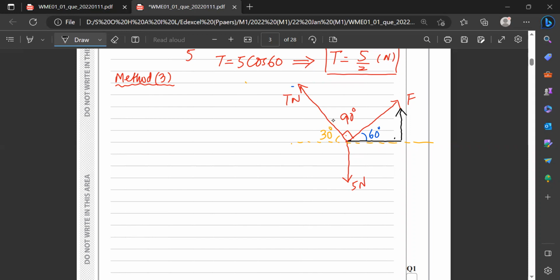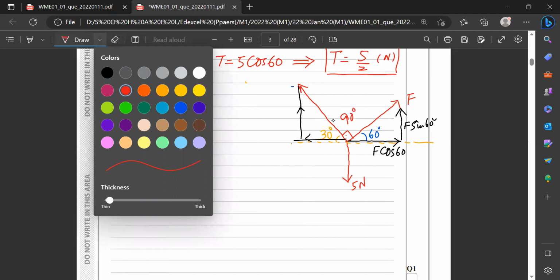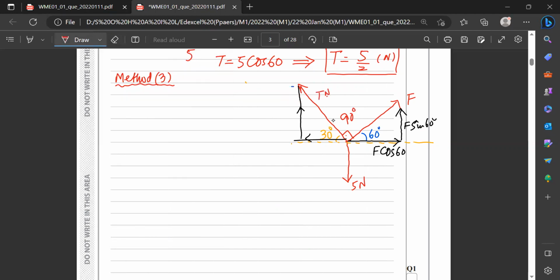So F is rightward, so head to tail rule. This is F cos of 60. This is F sine of 60. Same way, T force is left and up. So here this was T newtons. I can resolve into the components. Relative to 30, this is T cos of 30. This is T sine of 30.